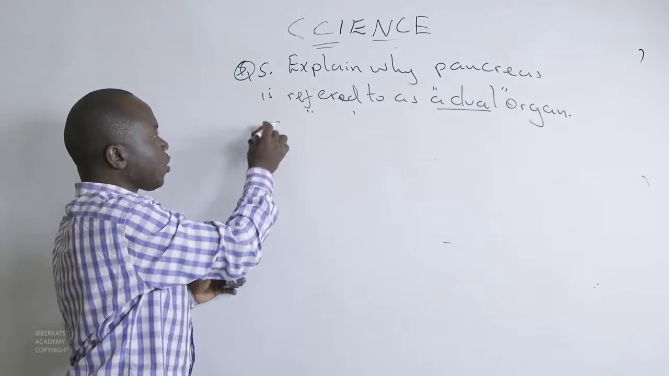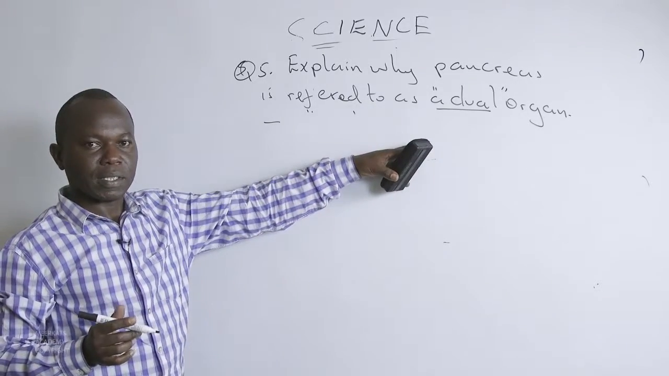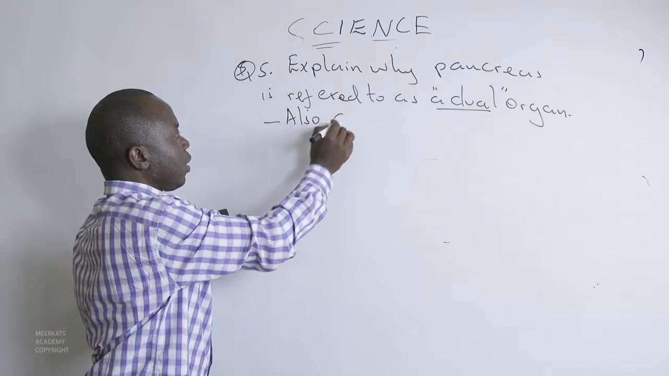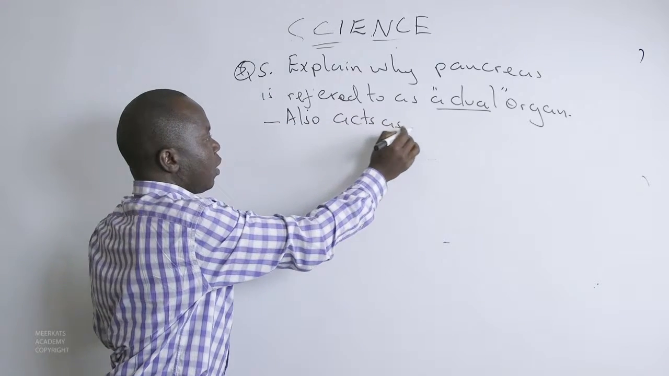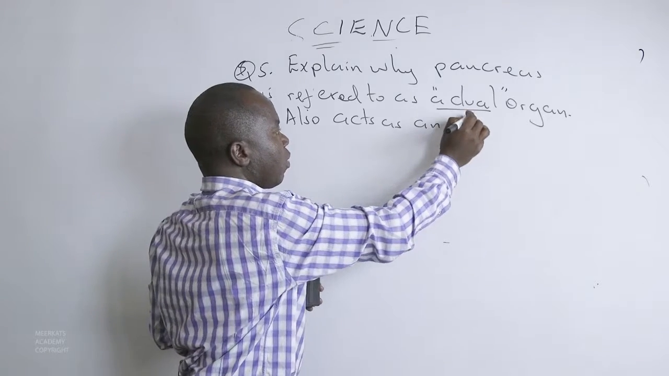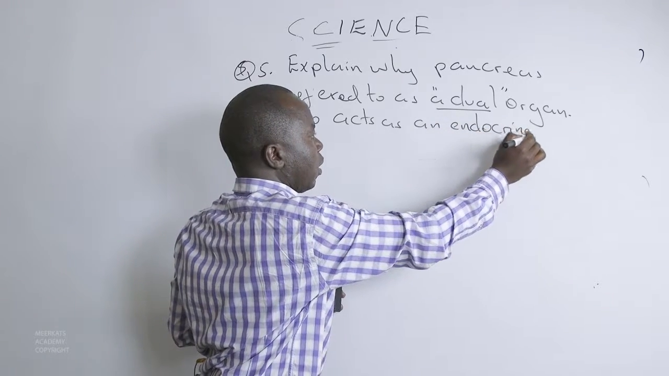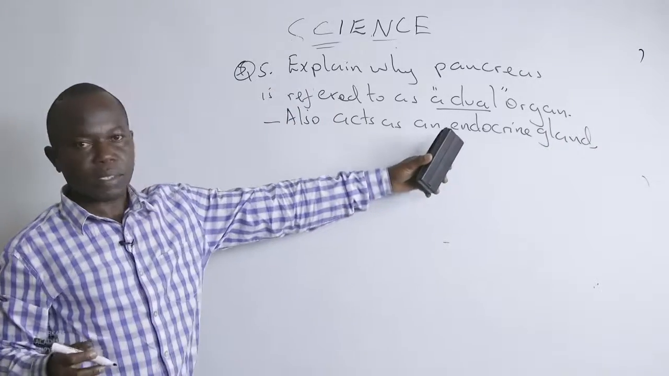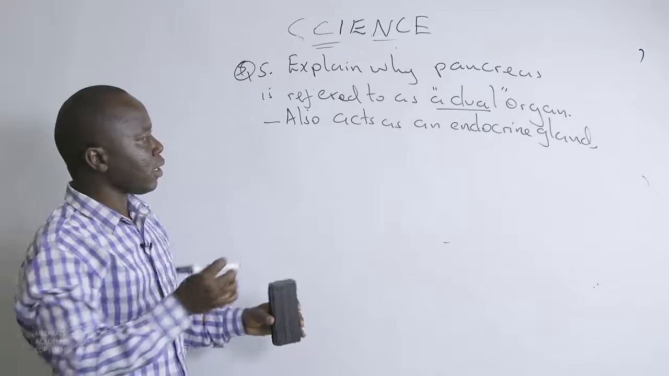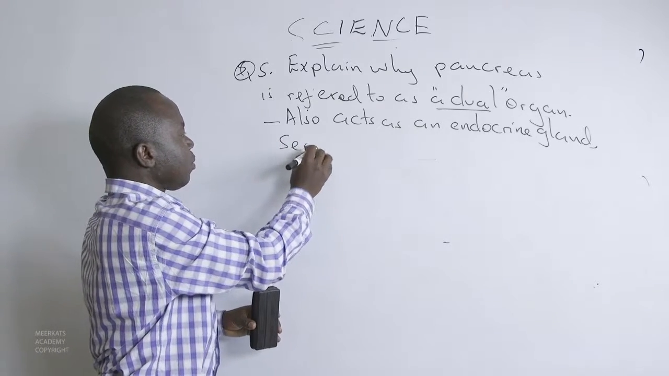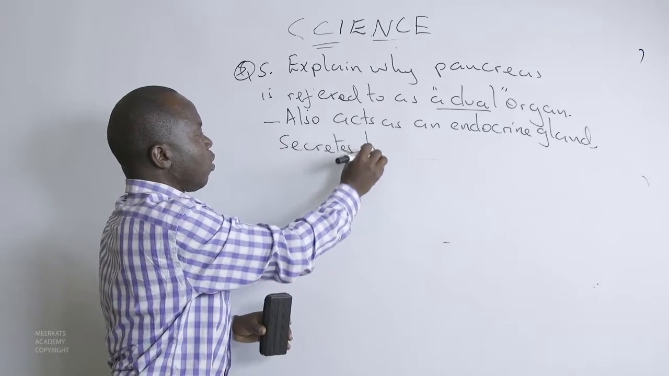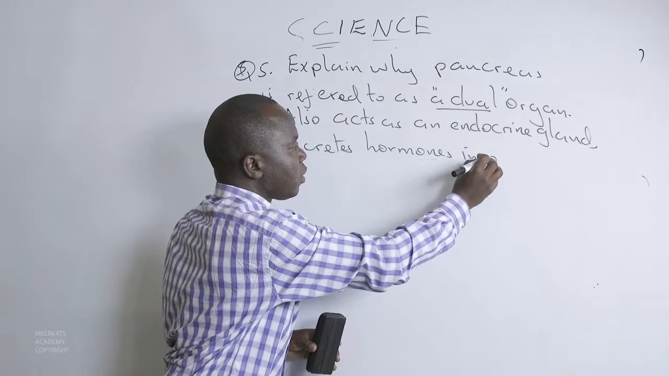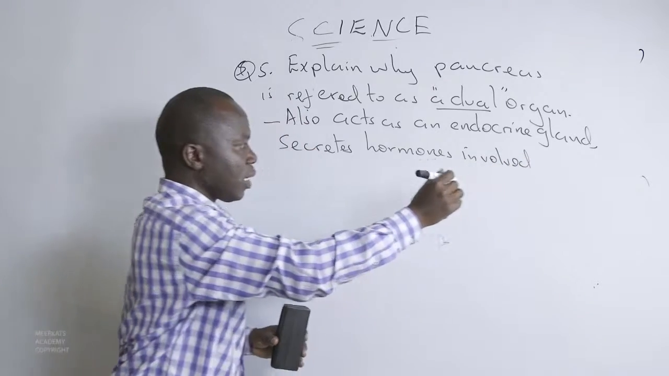Then in another situation, the pancreas also acts as an endocrine gland. Why does it act like an endocrine gland? Because it secretes hormones involved in sugar regulation.